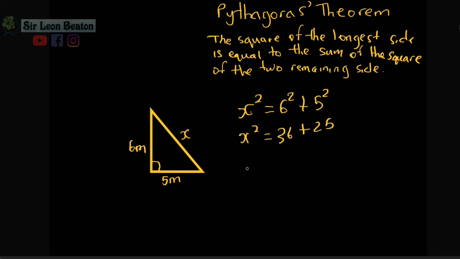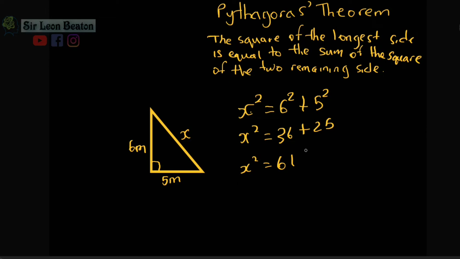So we have x squared is equal to 36 plus 25. You will get a value of 61. Let me just make sure. Yes, that's excellent, that's correct. So x squared is equal to 61. We don't want to find x squared. We want to find the value of x.